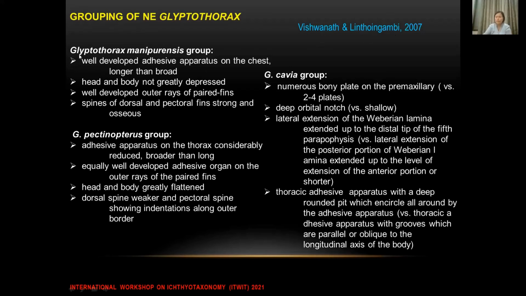We can group Glyptothorax into three groups: the Glyptothorax manipurensis group, the Glyptothorax pectinopterus group, and another one, the Glyptothorax cavia group. This depends on the adhesive apparatus and the presence of paired fins. So this is how we can group Glyptothorax into three groups, according to Vishwanath and Linthoingambi.